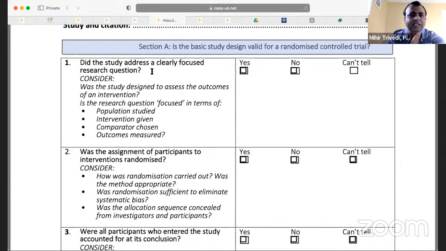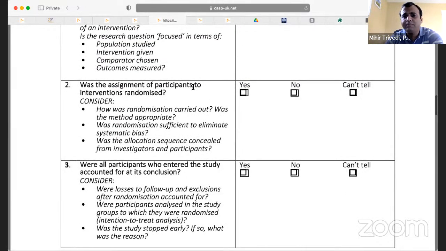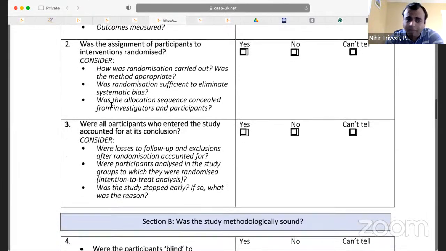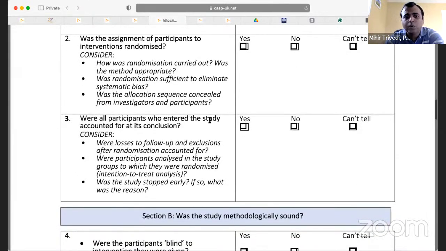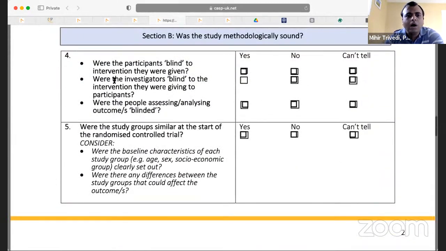There are questions like, did the study address a clearly focused research question? Was the assignment of participants to intervention randomized? Were all participants who entered the study accounted for at its conclusion? Were the participants blind to the intervention they were given? Were the investigators blind to the intervention they were giving to participants? Were the people assessing or analyzing outcomes blinded? Were the study groups similar at the start of the randomized controlled trial?